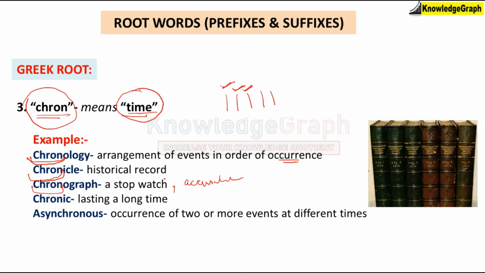Chronic is lasting a long time. You might have heard people saying chronic illness. So an illness which is persisting for a long time is called a chronic illness. Basically, this word is used in medical.